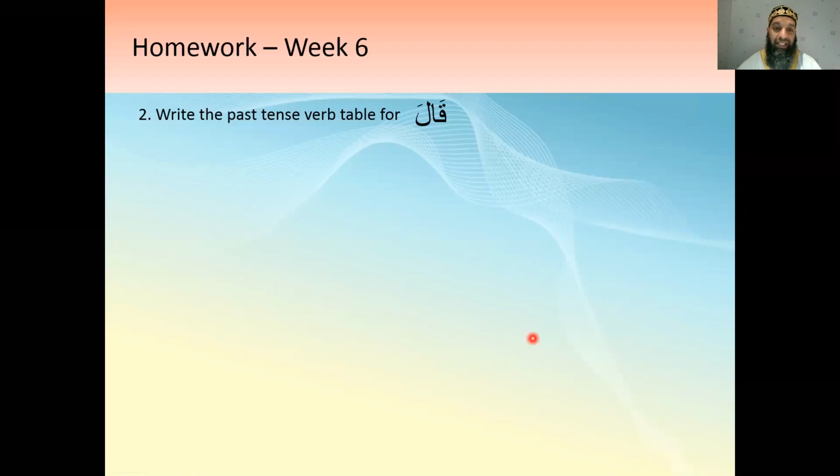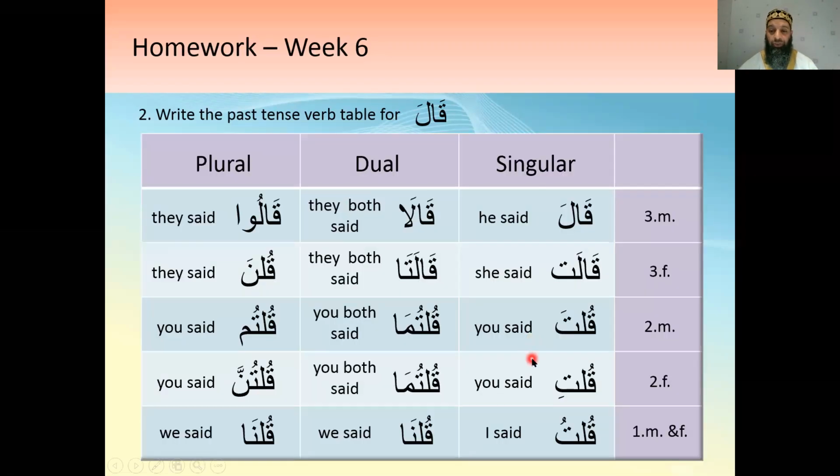So write down the past tense verb table for qala. This was just to get you writing, because once you start writing, you start learning. It's all geared towards making you learn this table. The past tense verb table, I'd say, is number 2 out of the 4 most important tables. So qala, qala, qalu, qalat, qalata, qulna. This is where the adjustment has to be made. You couldn't say qalatana. You wouldn't say that. It's qulna. The front of the word changes. That's what happens with this verb qala.